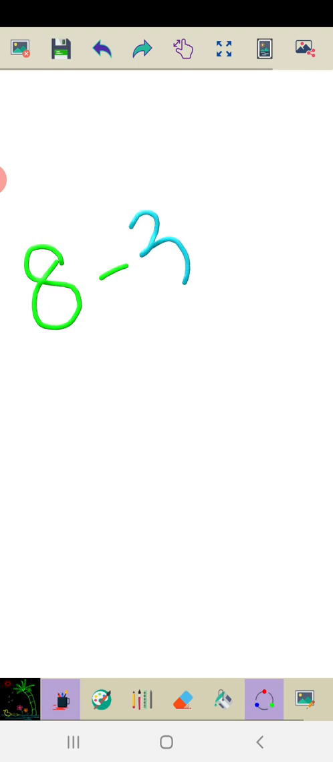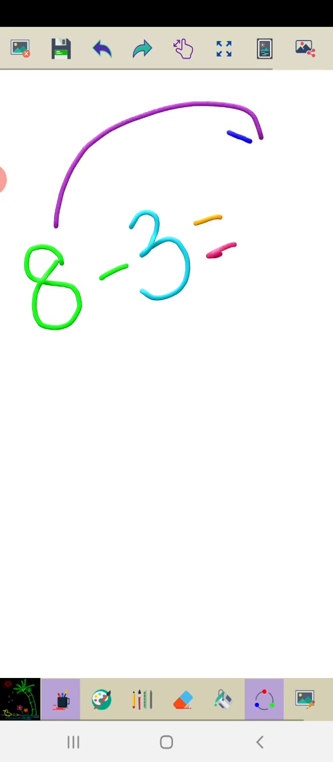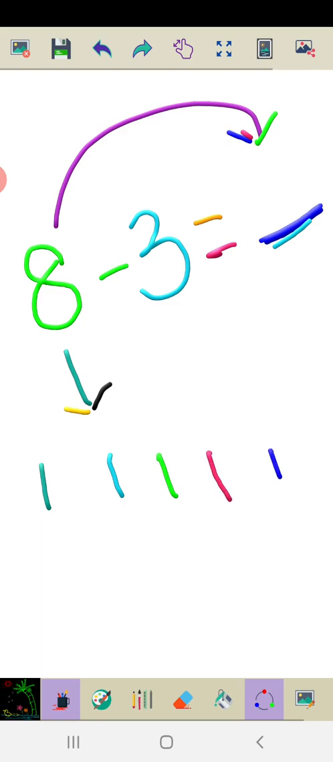Now take this example. There are 8 pencils. In these 8 pencils, I am removing 3 pencils. So what new number will 8 become? How to do this? Initially we have 8 pencils. 1, 2, 3, 4, 5, 6, 7, 8.